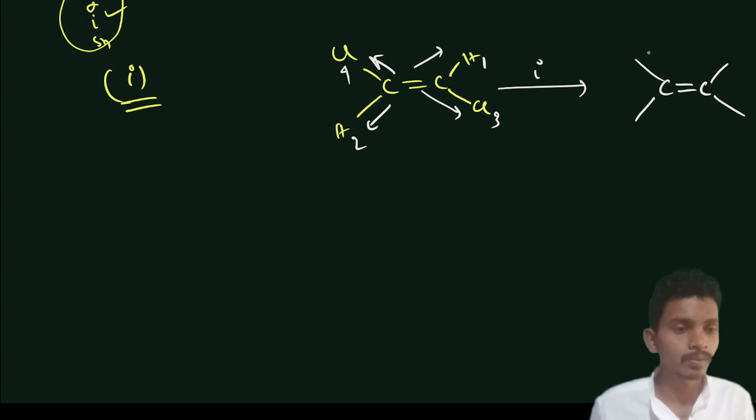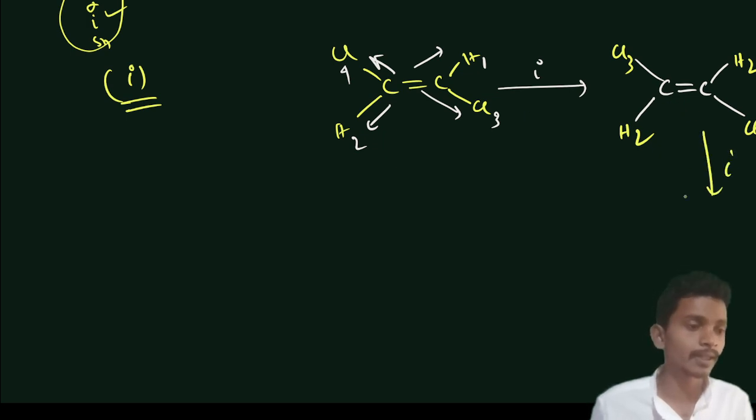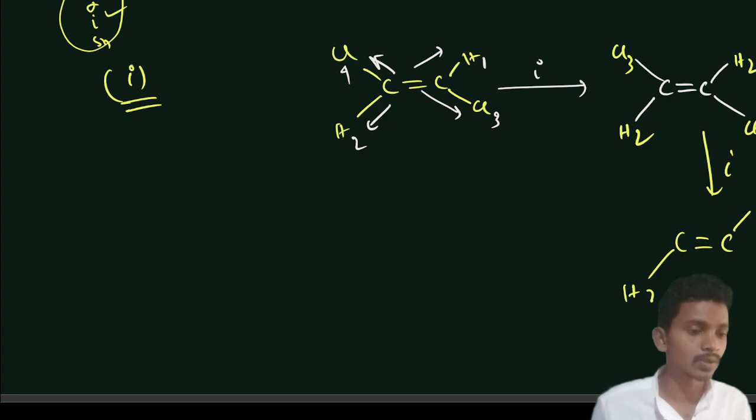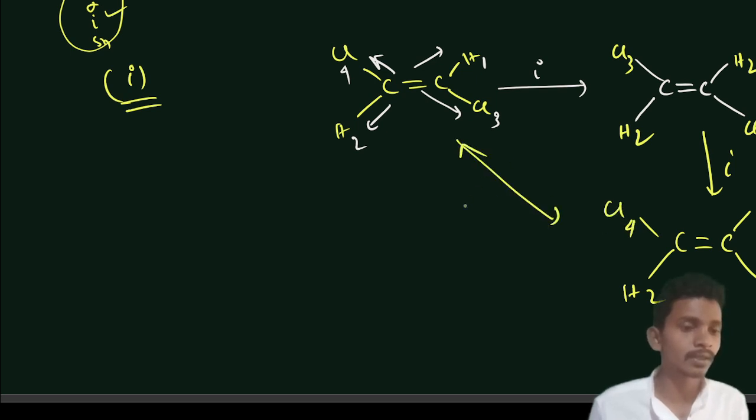So this becomes H2 and this becomes H1 because of the inversion. Okay, so this becomes Cl3 and this becomes Cl4. Again, if I apply I again, then this will get inverted again. So this again goes from H1 to H2, this again goes to Cl3, this again goes to Cl4. So this and these are identical.